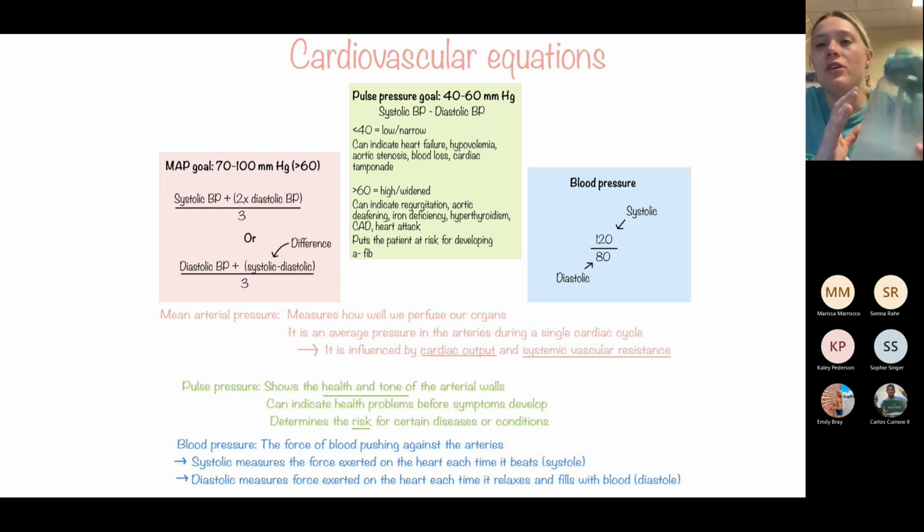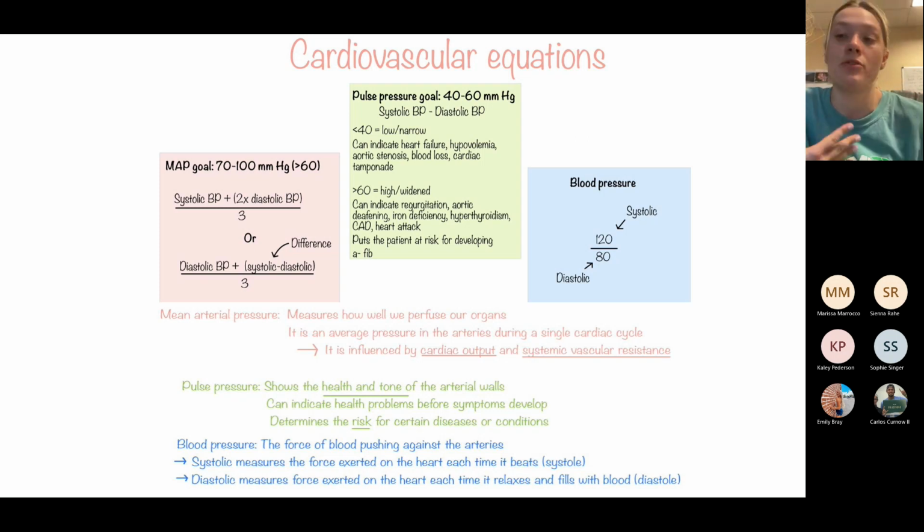Time to familiarize yourselves with some cardiovascular equations. It's important to know what these are and how to calculate them and what they mean. So when we're talking about our MAP, what I like to do is the top equation. That's your S plus 2D over 3.